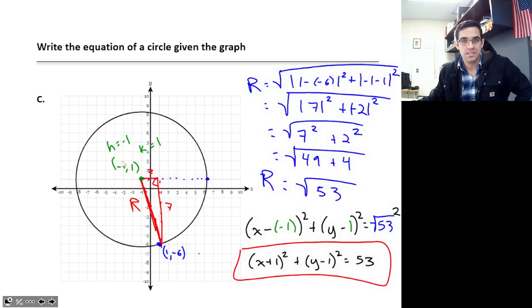So we'll have 1 minus negative 1. And then 1 minus negative 6, y1 minus y2. We have negative 1 minus 1, or our x1 minus x2, and that's all up in here. We do our calculations, and we get that the radius is the square root of 53. And so in our equation, x plus 1 squared plus y minus 1 squared equals the square root of 53 squared, which is just 53.